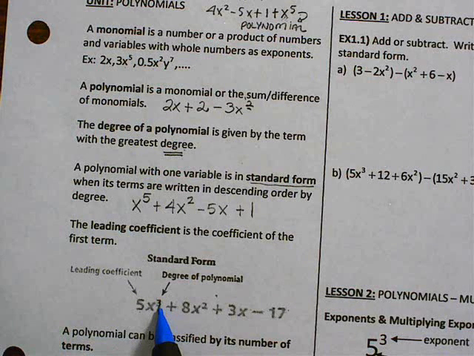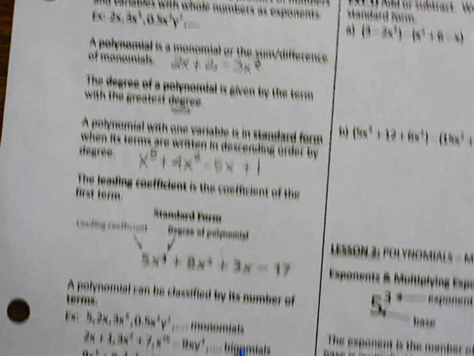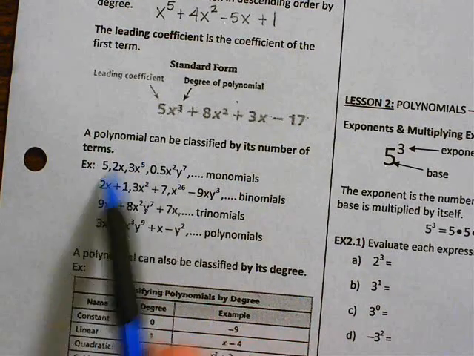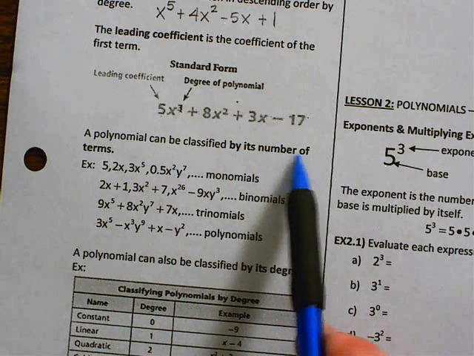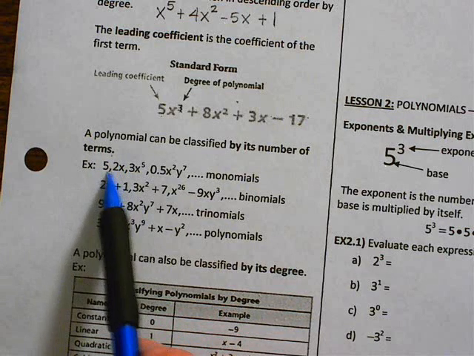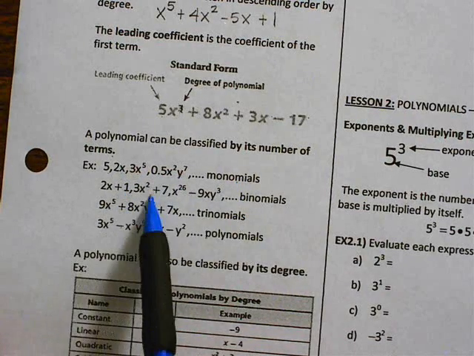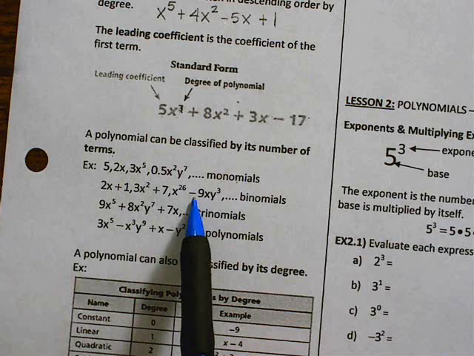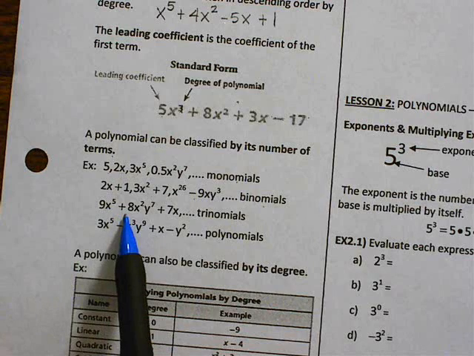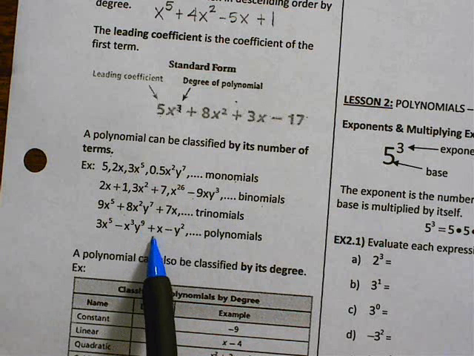We already talked a little bit about this, but there's two ways to classify a polynomial. We can classify a polynomial by the number of its terms. For example, all of these are polynomials that only have one term, so it's called a monomial. All of these have two terms, so it's called a binomial. This over here has three terms, so it will be a trinomial. And like I said before, if you have 4 or more terms, it's called a polynomial.